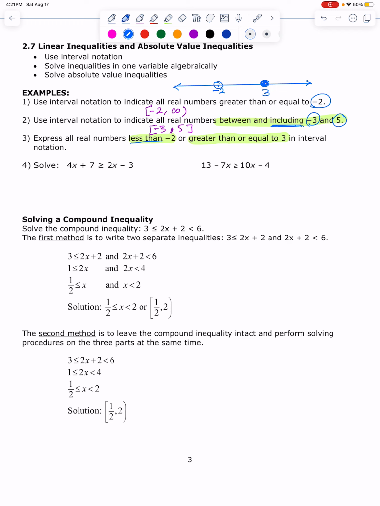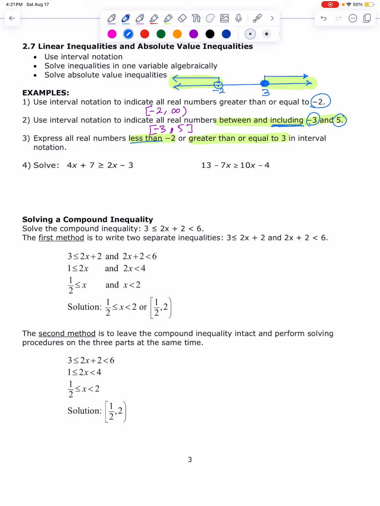Now, less than -2, that means we're going to begin from -2, and less than means we're going to move to the left because all of the numbers to the left of -2 are less than. Greater than or equal to 3, that means we're going to begin from 3, and we're going to move to the right because all of the real numbers that are greater than 3 happen to be to the right. Now, the interval is going to be this piece, union that piece. So it's going to be 2 intervals and a union sign in between them.